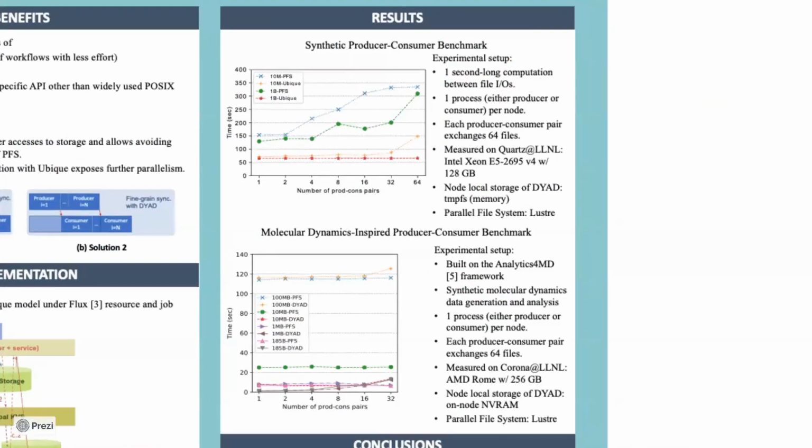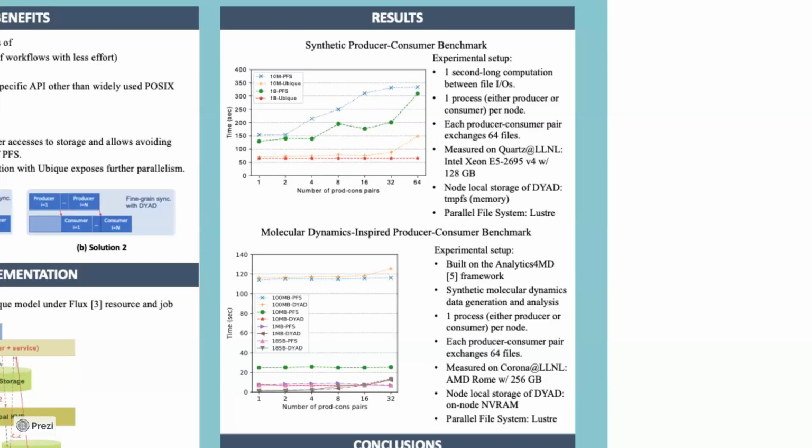To compare DYAD's performance to the sequential approach for data movement, we consider two benchmarks. In the top figure, we run a synthetic benchmark that spawns several pairs of producers and consumers and transfers 64 fixed-size files within each pair. Between each file transfer, we perform a sleep of 1 second to emulate computation. In this figure, we see that DYAD outperforms the sequential parallel file system-based approach at all scales.